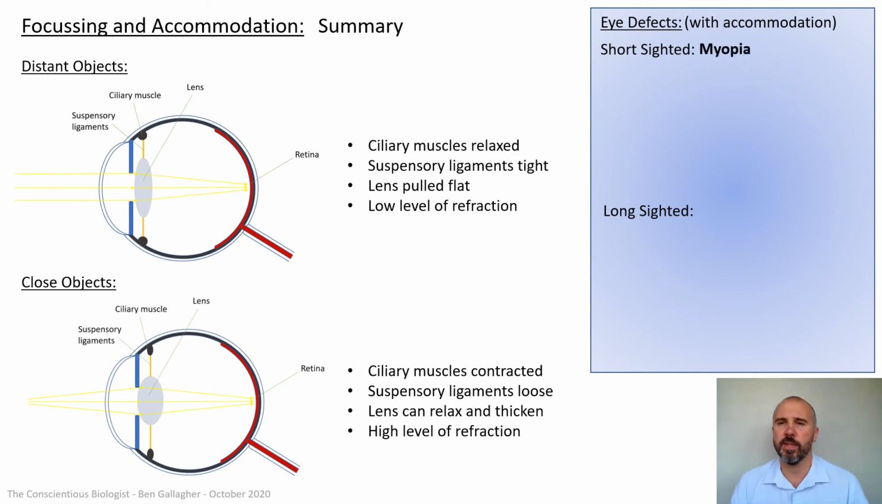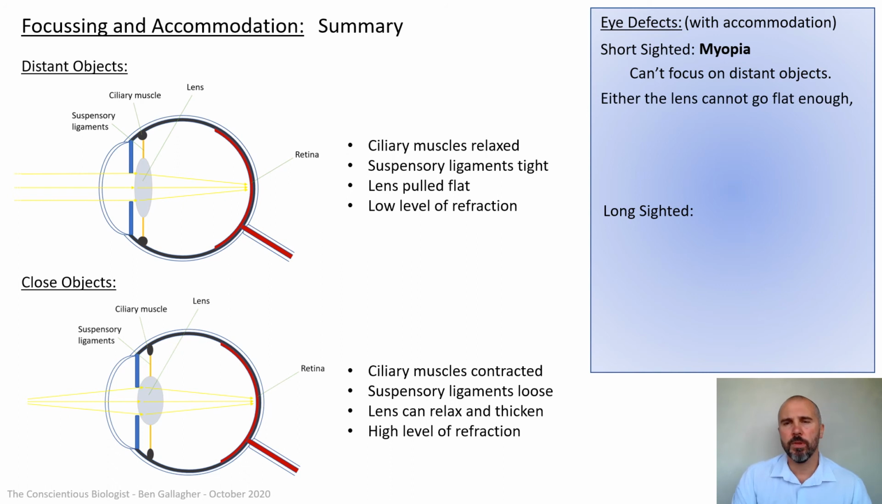But the correct terms for these, if you're short-sighted, it's myopia. And if you've got myopia, that means you can't focus on distant objects because you're short-sighted. You're good at sighting the things that are short distance from you. You can't focus on distant objects. Now, why you can't do that is because if you've got a distant object, so look at the top one over there, to see distant objects, you need to get your lens really flat.